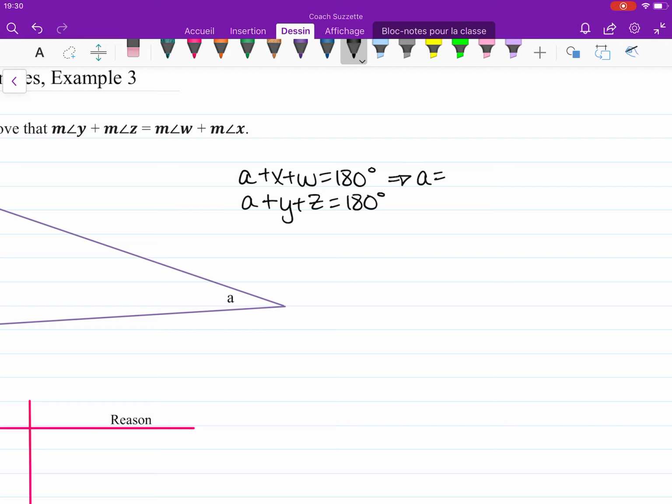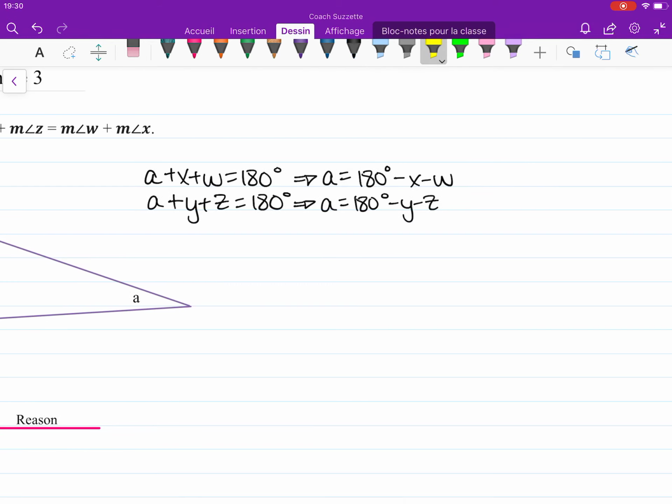That would be a is equal to 180 degrees minus x minus w, because we did minus x on both sides, minus w on both sides. Here we have a equals 180 degrees minus y minus z, because we did minus y on both sides, and minus z on both sides. And if we know that this is equal to something, and this is equal to that same something, then it must be that these are equal to each other. That's what transitivity tells us.